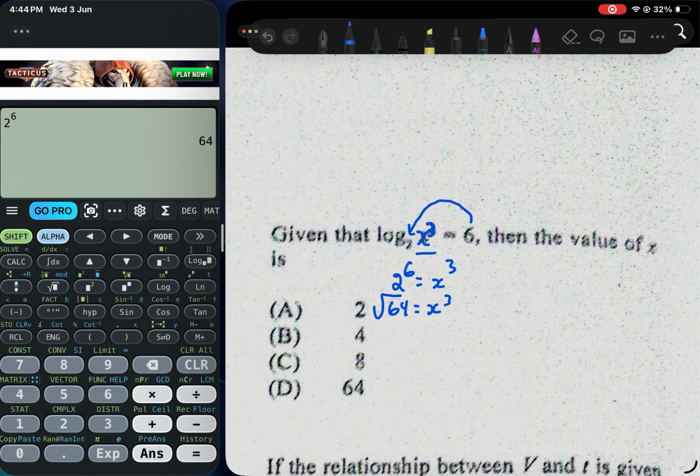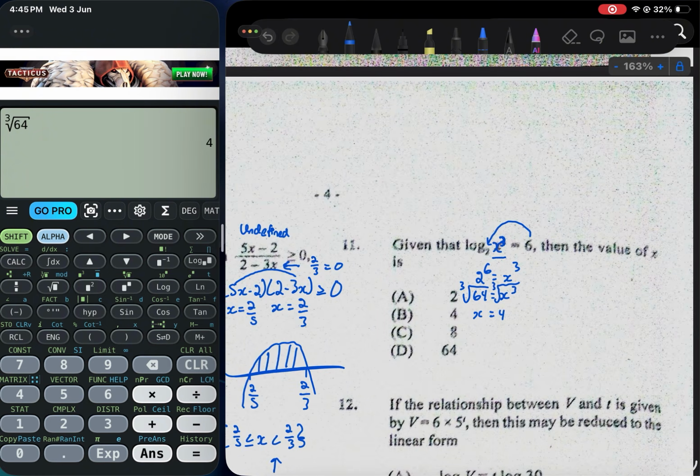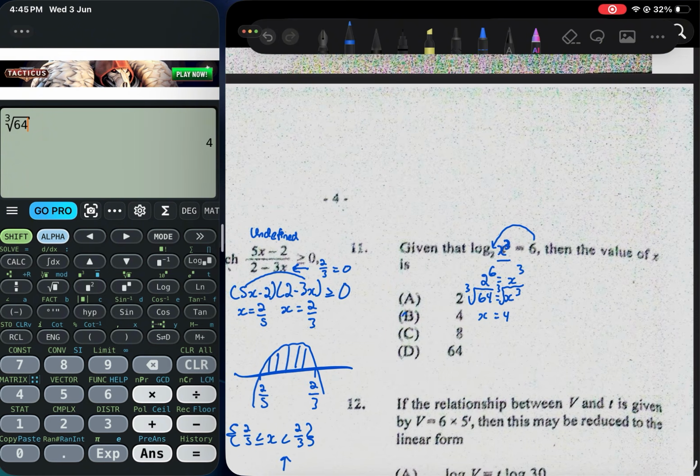And you'd find, so you do that by shifting, and then 64. So x would give us 4. I'm just showing you guys that you can do more than just a square root with your calculator. So answer would be B.